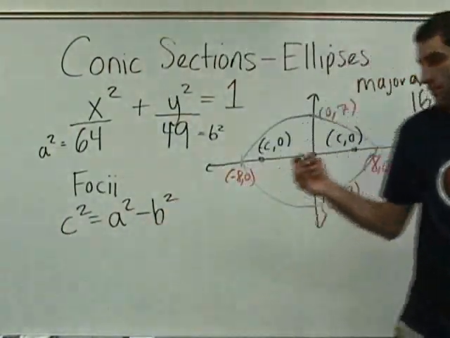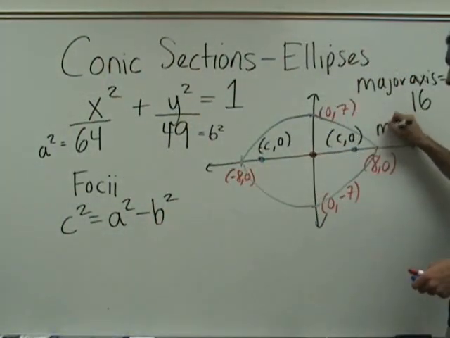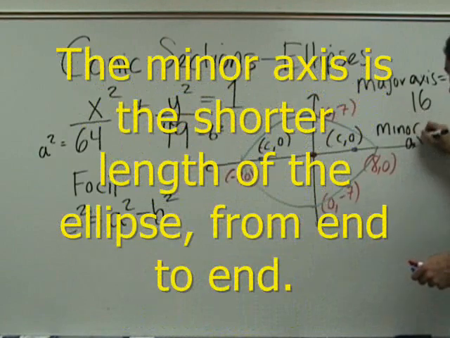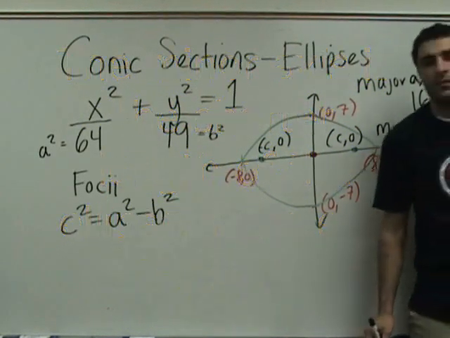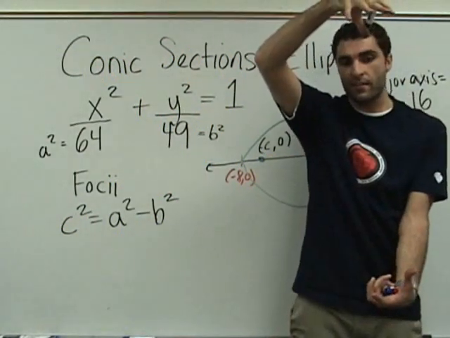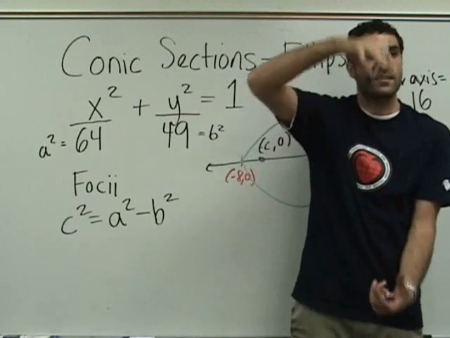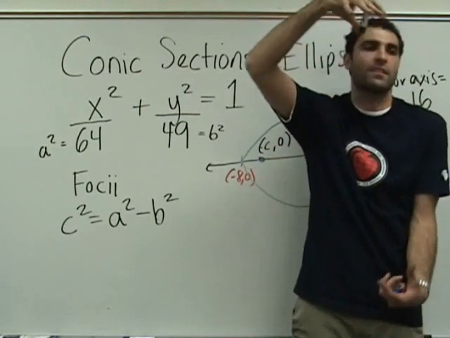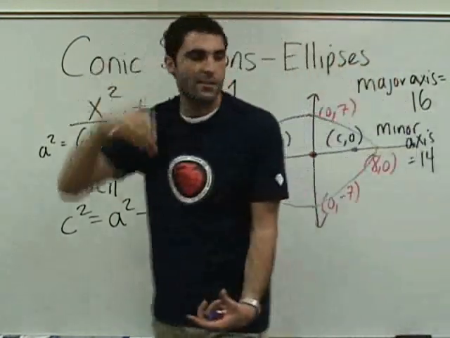14. 14, right on. So minor axis equals 14. Okay? Will the major always be the x-axis? No. An ellipse can be long like this, and that's what we're going to do next. And so the major axis will be the long one. It's the longer one, the major axis.